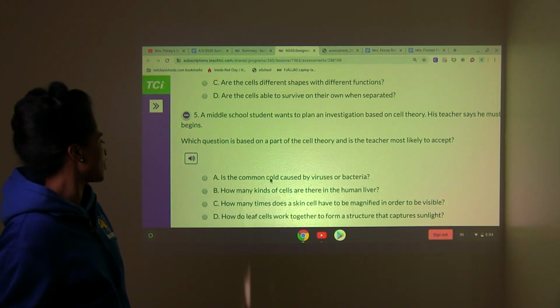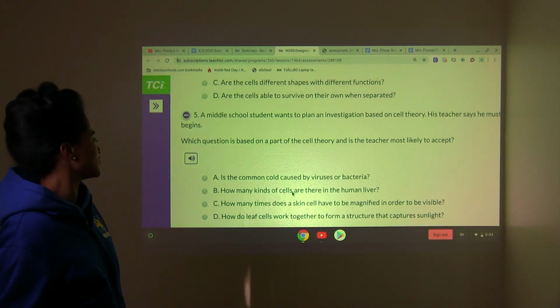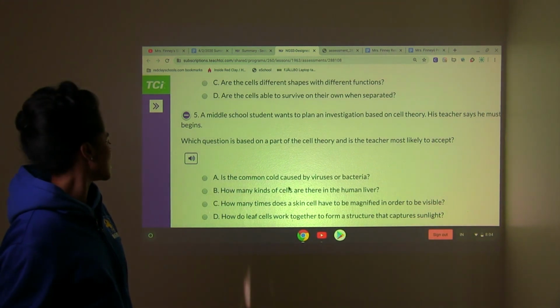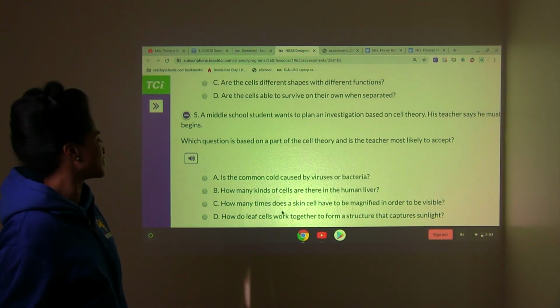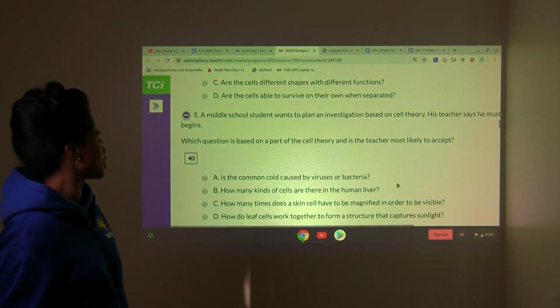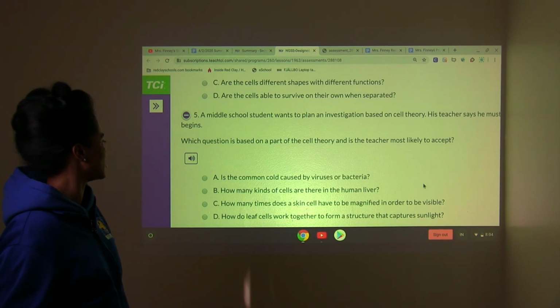A, is the common cold caused by viruses or bacteria? B, how many kinds of cells are there in the human liver? C, how many times does a skin cell have to be magnified in order to be visible? D, how do leaf cells work together to form a structure that captures sunlight?